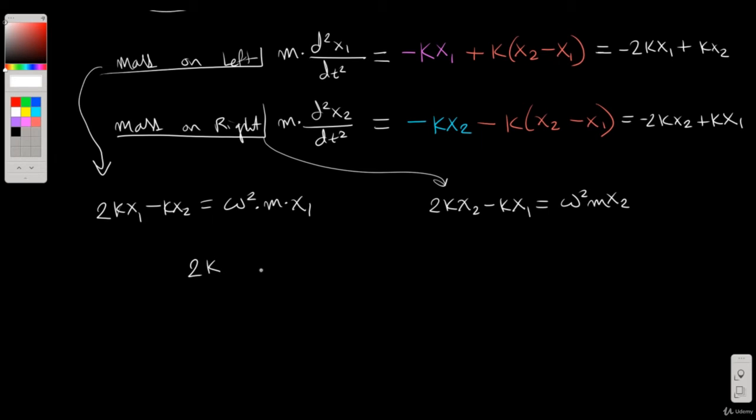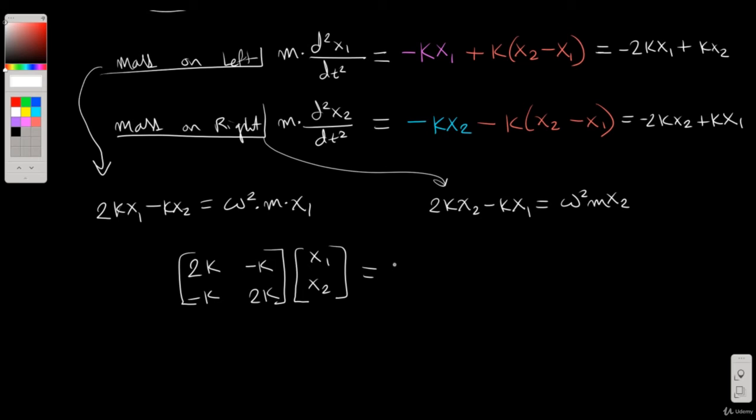I'm going to have 2k here, and you're going to see how this works. I'm going to have minus k here, minus k here, and 2k here. And this is a matrix that I'm going to be multiplying by x1 and x2. Now, of course, this makes sense, because if I were to multiply 2k times x1 plus minus k times x2, I'm going to end up with this equation here. Likewise, minus k times x1 and 2k times x2, I am going to end up with this equation up here.